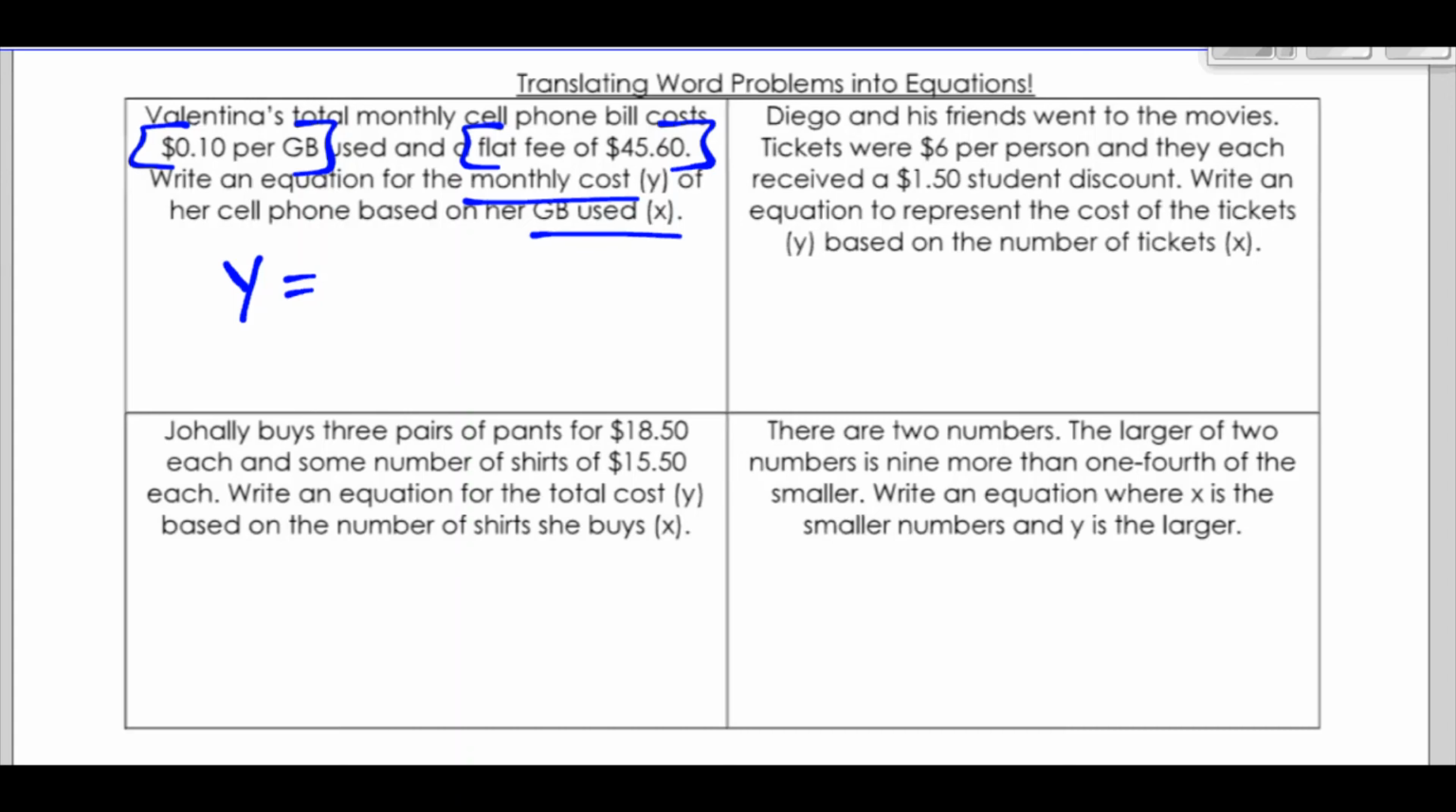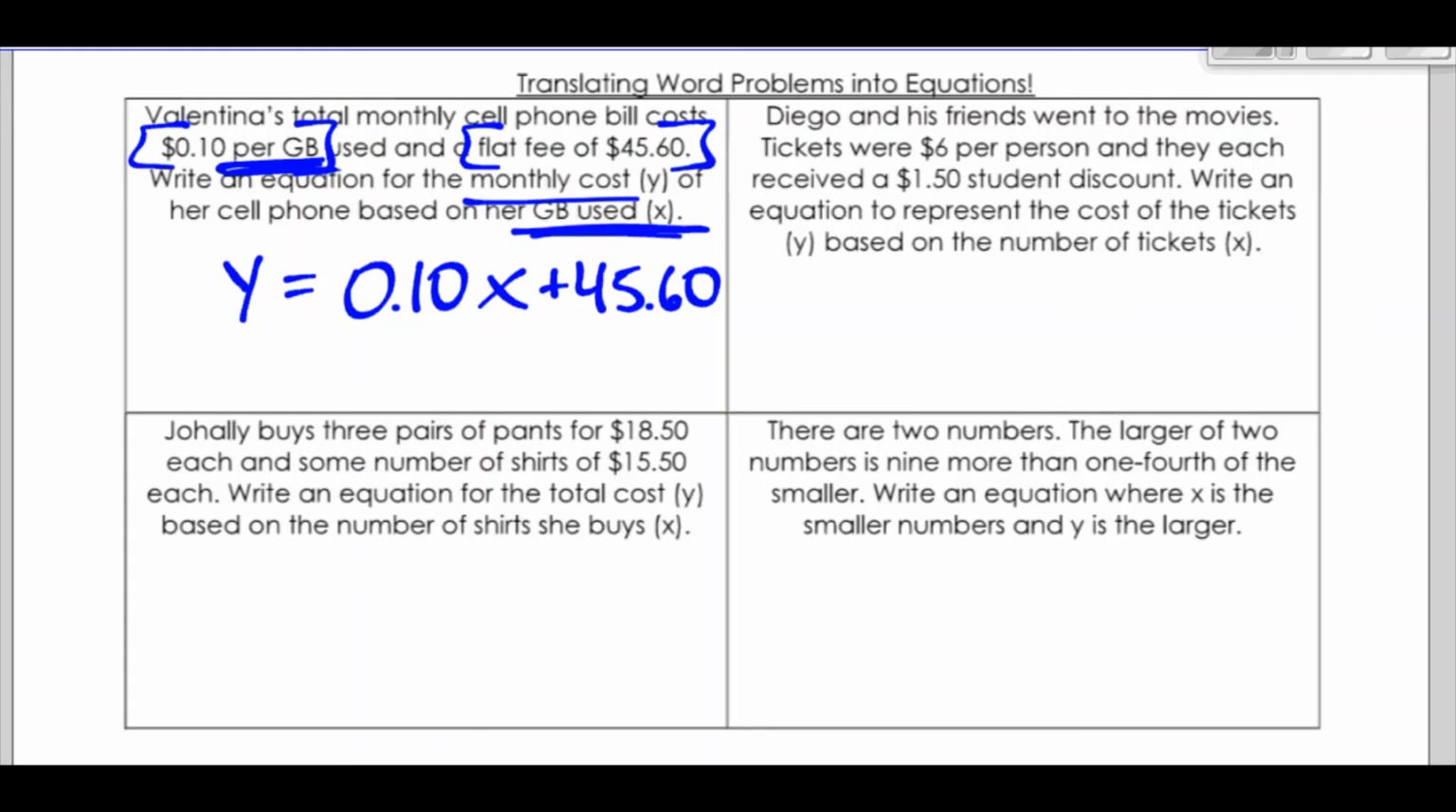It's 10 cents per gigabyte. It's times the number of gigabytes, which we don't know yet. That's the x. It's 10 cents times the number of gigabytes, which we don't know yet, plus that flat fee. A flat fee is just a one-time fee that we have to pay. We're paying a flat fee of $45.60. And that's it. All we have to do is translate that into an equation.